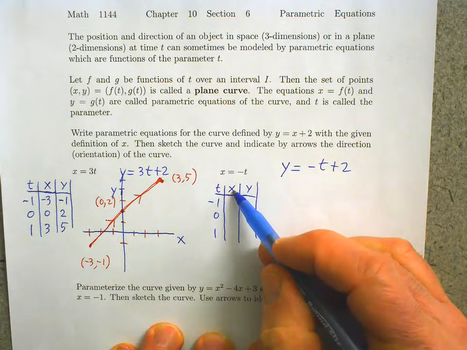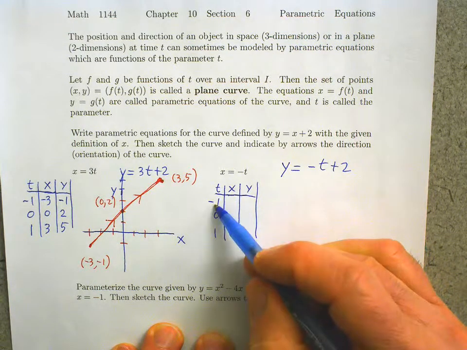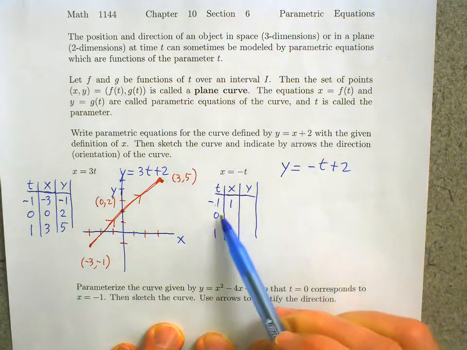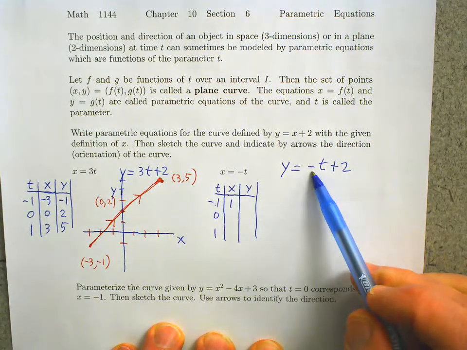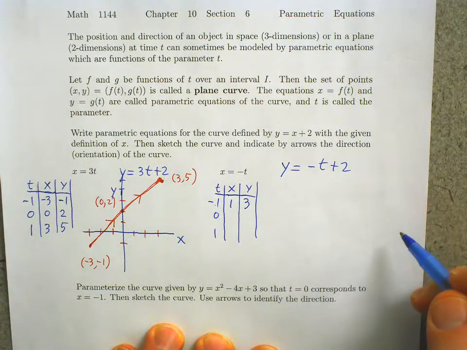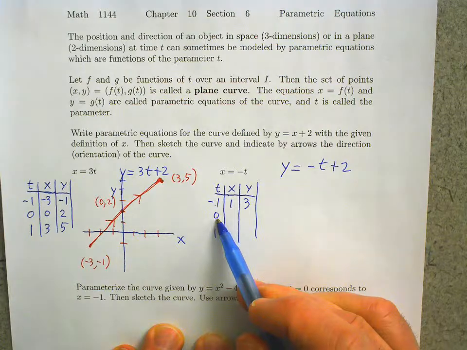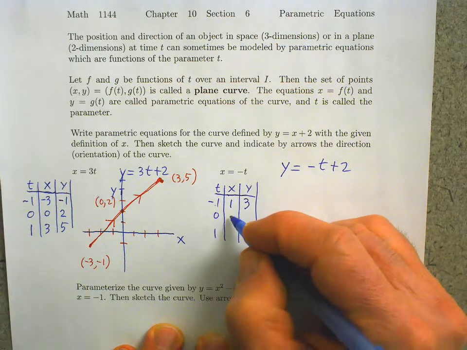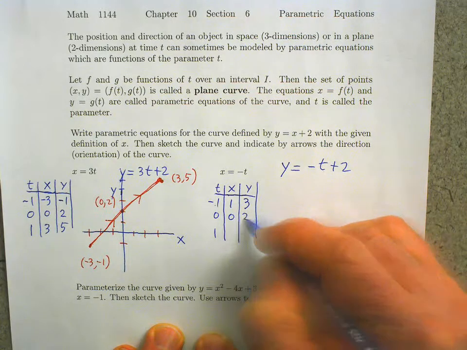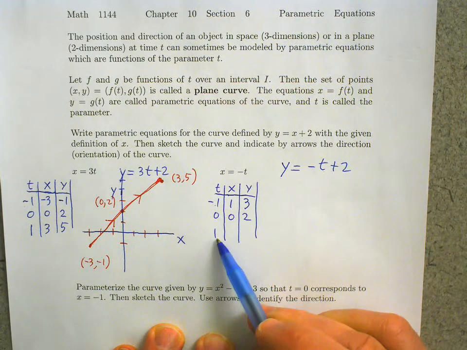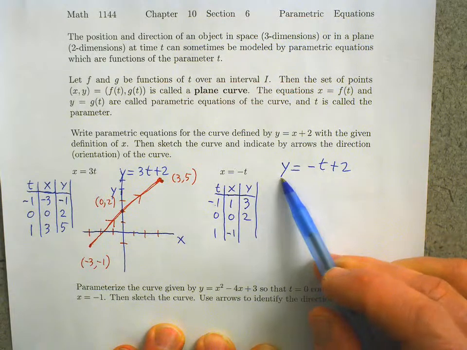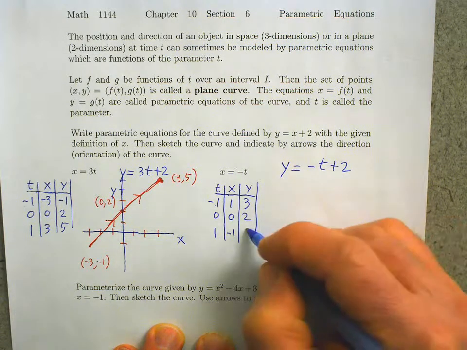When t is -1, x is the negative of -1, which is 1. And y is the negative of -1 plus 2, which is 3. When t is 0, x is 0. And y is positive 2. And then when t is 1, the x coordinate is -1. And the y coordinate, -1 plus 2, is positive 1.